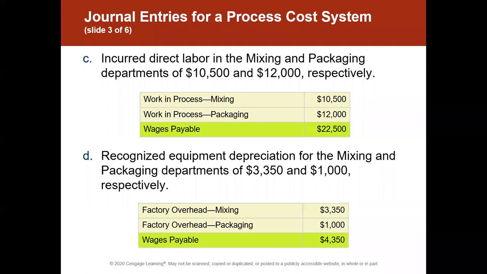These work in process accounts are asset accounts. They're inventory accounts. And so we increase assets with a debit.